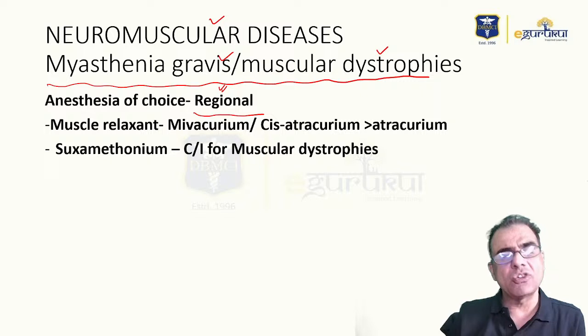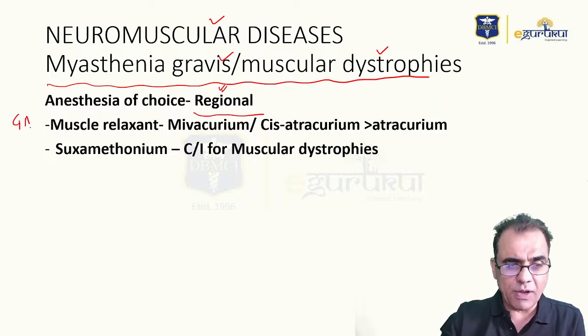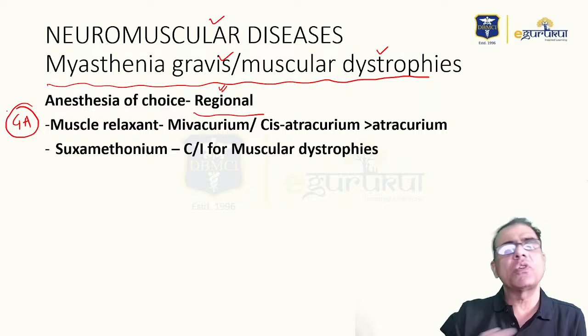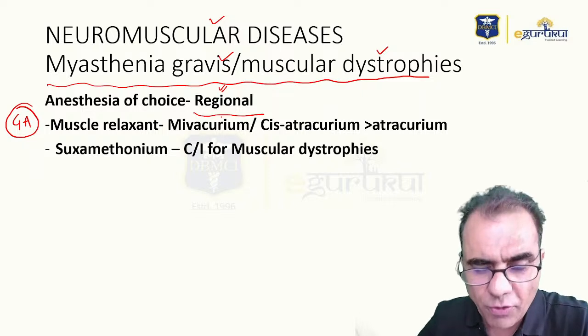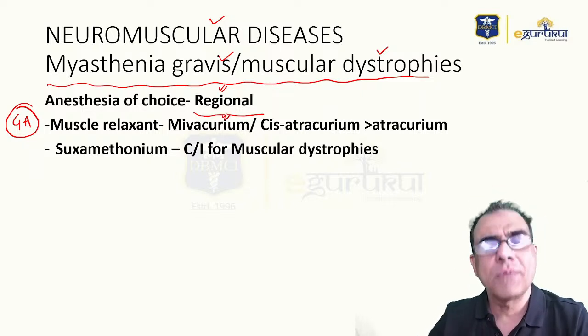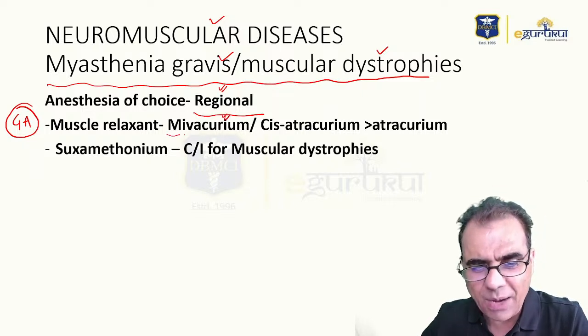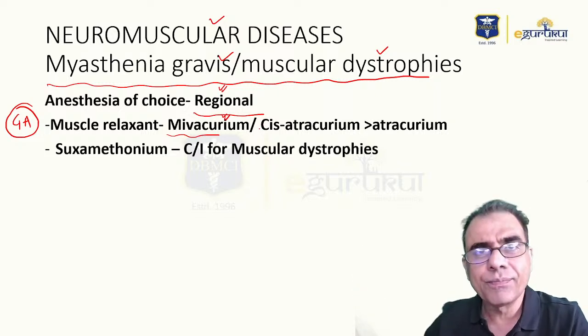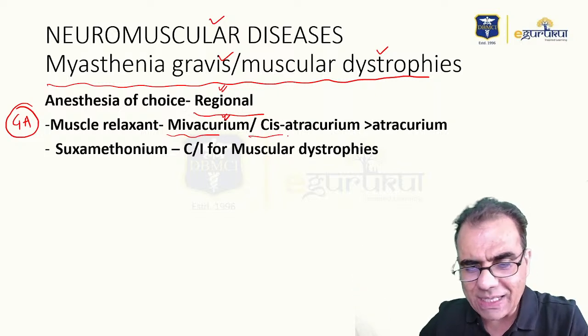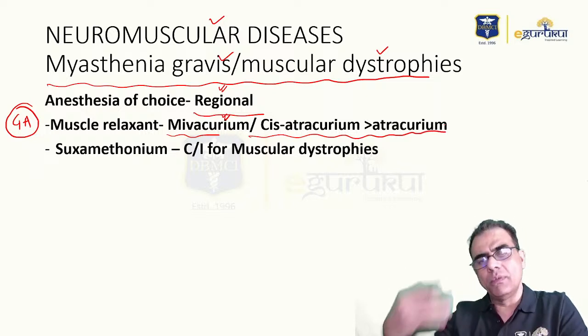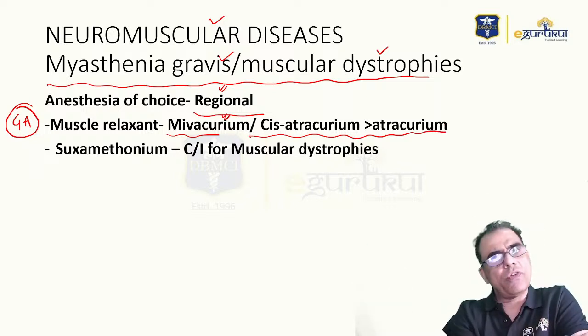But obviously it is not always possible. All surgeries are not possible under regional, so sometimes we have to give GA. If you are to give GA, the important thing to keep in mind is that you have to use safe muscle relaxants. The safe muscle relaxants are mivacurium, which is very short acting, and cisatracurium and atracurium, which do not have any risk of accumulation.